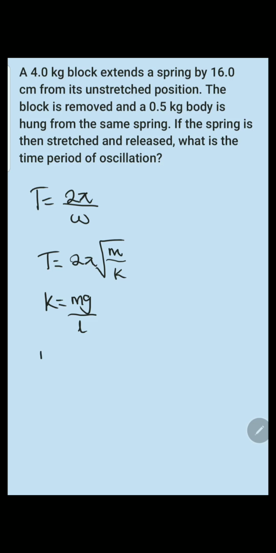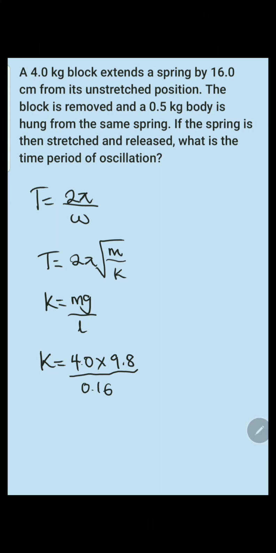So we now have that k is equal to the mass, 4.0, since that's the mass whose length we have, multiplied by 9.8. Then we divide this by the length. The length we have is simply 16.0 centimeters, and converting this to meters, which is the standard unit, we get 0.16.